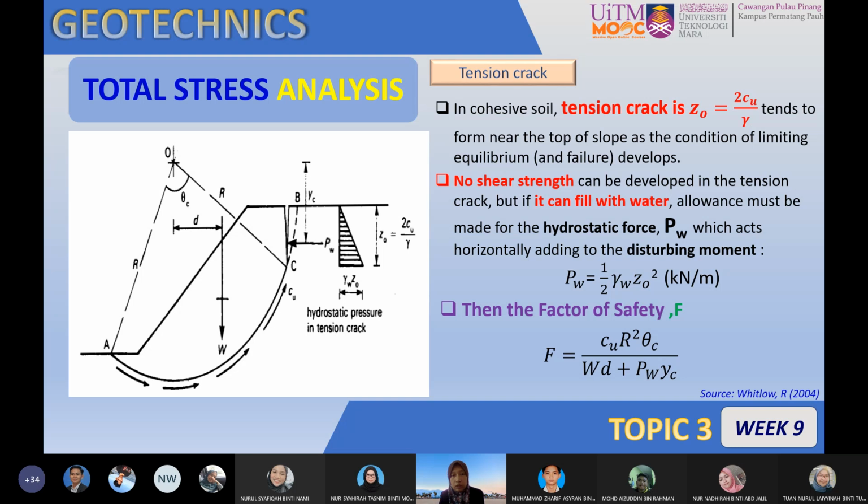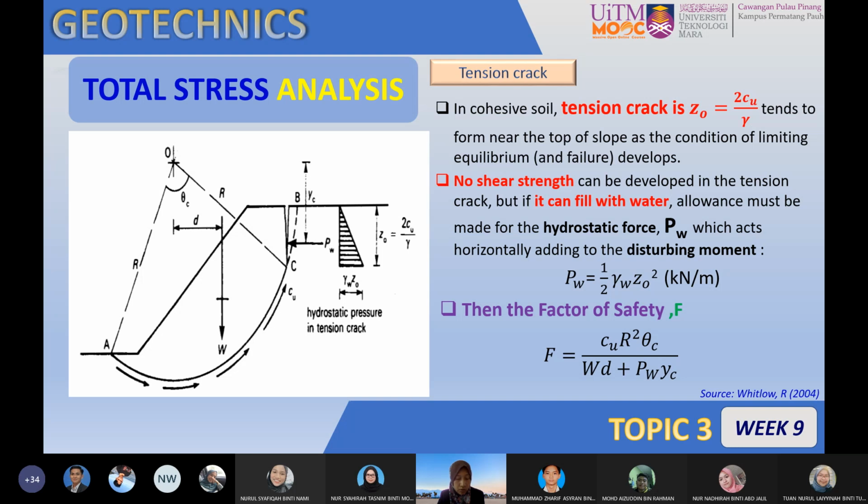So what about the calculation of FOS? Of course, when we have the tension crack effect, the circular arc length above here will be taken as 0 because there is no shear strength at this portion. So the resistant shear force coming from the mobilized shear strength is reduced, because the slip circle angle theta is also reduced. And it is stated that in cohesive soil, the tension crack tends to form near the top of the slope as the condition of limiting equilibrium.